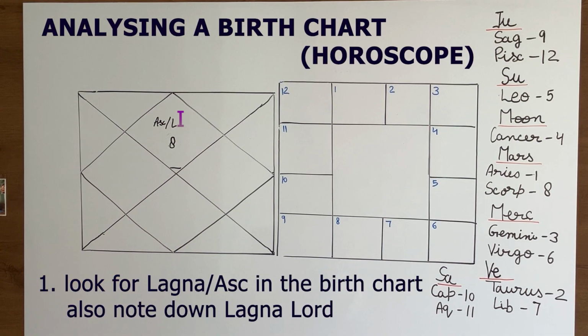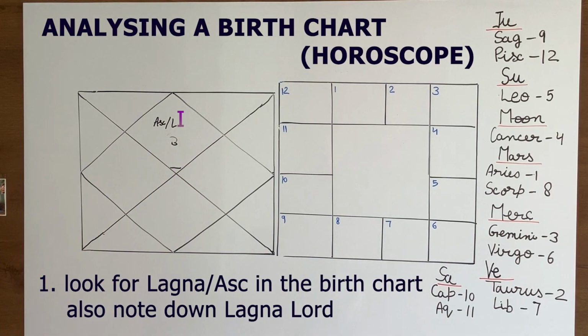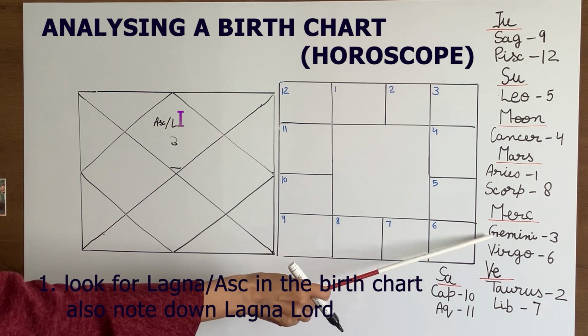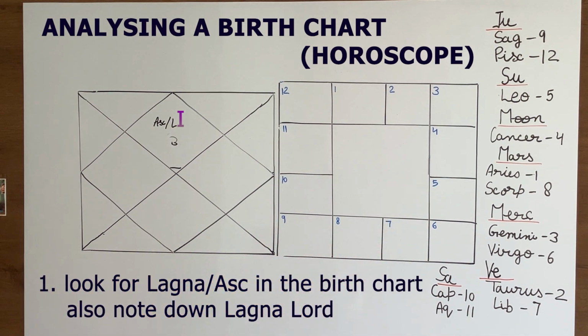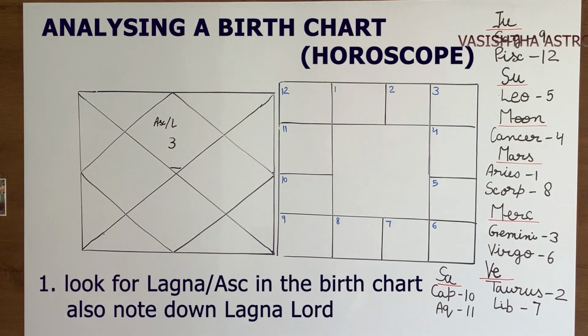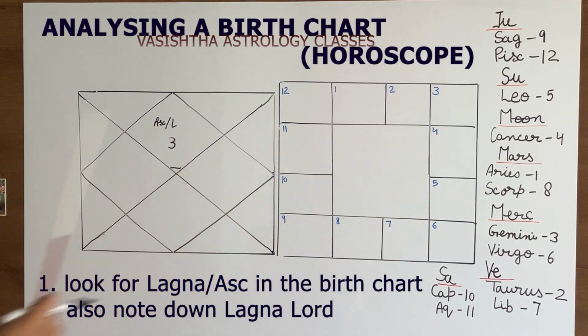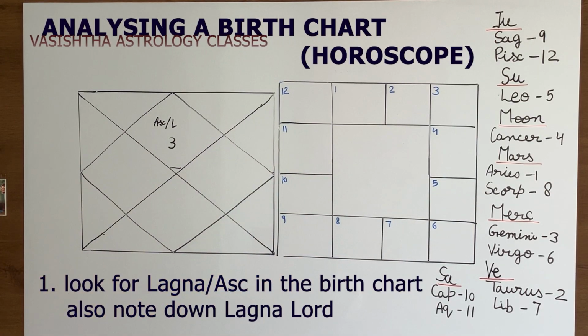Also note down the lagna lord. As I explained, if number 3 is mentioned in the first house, it means lagna is Gemini. Now tell which planet rules Gemini. Lord of Gemini is Mercury. Therefore, lagna lord will be Mercury. You can call it lagna lord or ascendant lord. So, lagna Gemini, lagna lord Mercury.